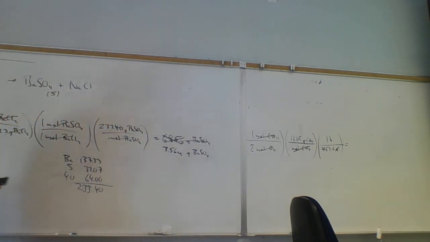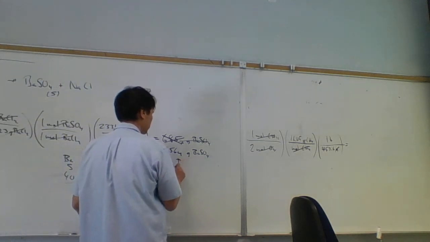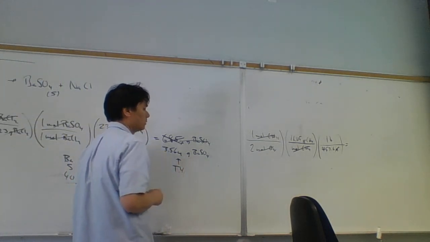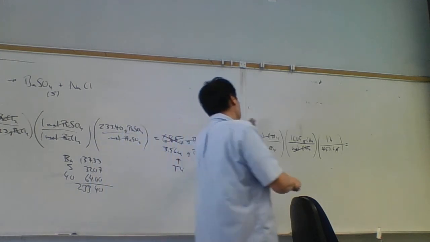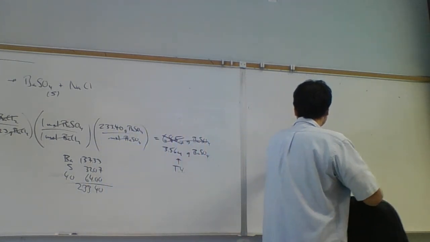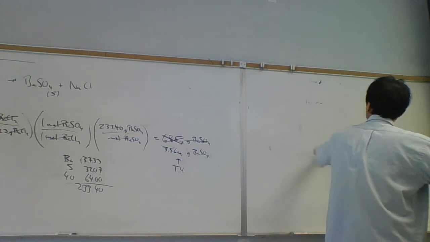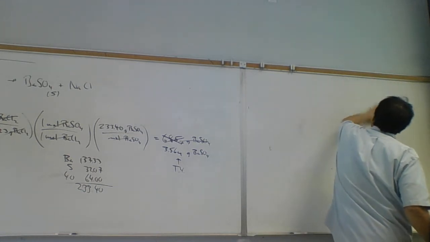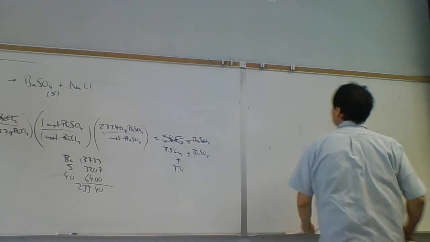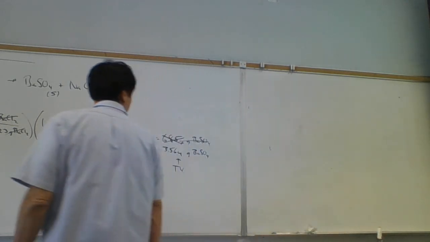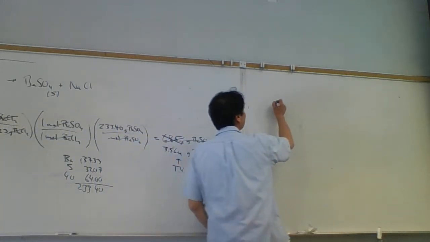Okay, 3.564 grams. What do we call that? That's the yield based on the limiting reagent. The yield based on the limiting reagent is called the theoretical yield. And so this is my theoretical yield. So the percent yield is this.